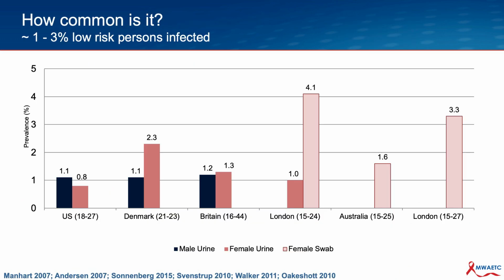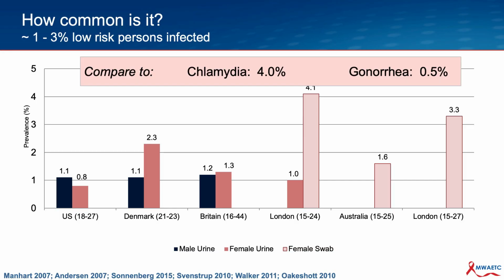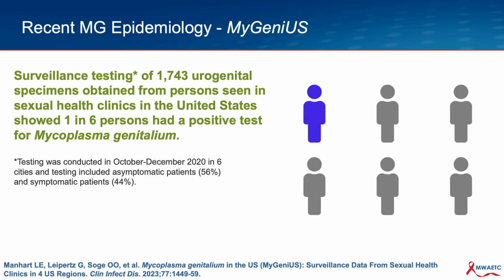So a little bit about epidemiology. How common is it? These are some earlier, more historic studies at a larger population level of persons not necessarily at risk, and they've shown 1 to 3% of people being infected. We can compare this to chlamydia and gonorrhea, where it's somewhere in between the prevalence of these two other bacterial STIs. There was a great recent study looking more into M.